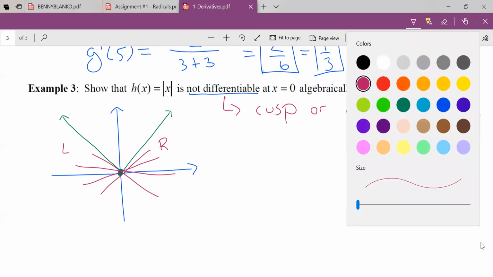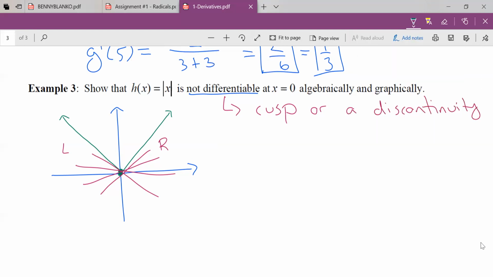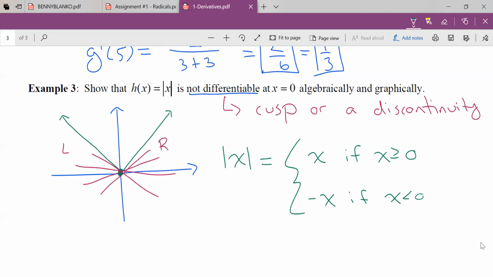Okay, algebraically is a touch trickier, but it's not bad. Okay, remember when we have the absolute value, this is actually a piecewise function. It's positive x if x is greater than or equal to 0. That's the right-hand side of that graph over there. And it's negative x if x is less than 0. That's the left-hand side of this graph over here. Get rid of all those tangent lines. So there's what that function is.